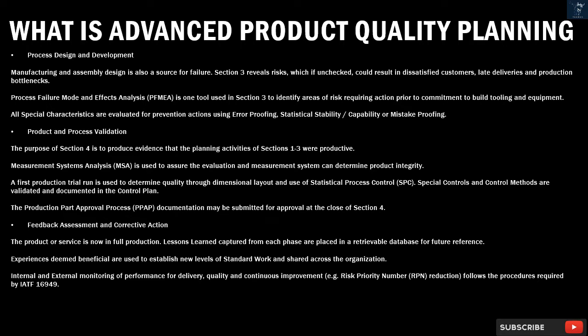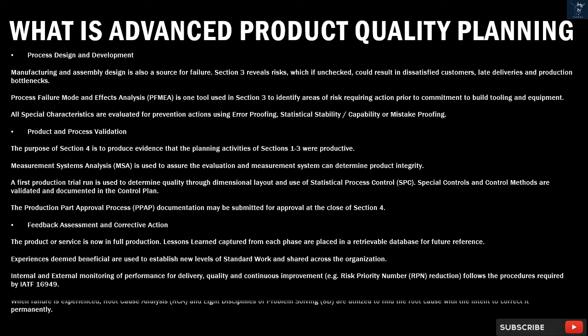Feedback, assessment and corrective action. The product or service is now in full production. Lessons learned captured from each phase are placed in a retrievable database for future reference. Experiences deemed beneficial are used to establish new levels of standard work and shared across the organization. Internal and external monitoring of performance for delivery, quality and continuous improvement, e.g. risk priority number (RPN) reduction, follows the procedures required by IATF 16949. When failure is experienced, root cause analysis (RCA) and 8 disciplines of problem solving (8D) are utilized to find the root cause with the intent to correct it permanently.